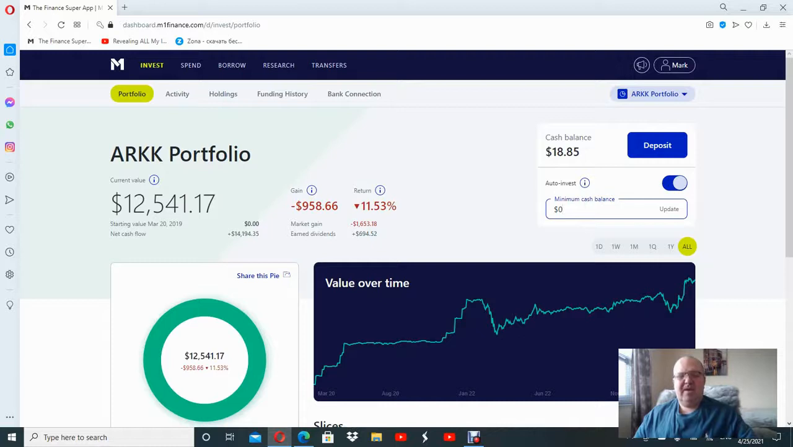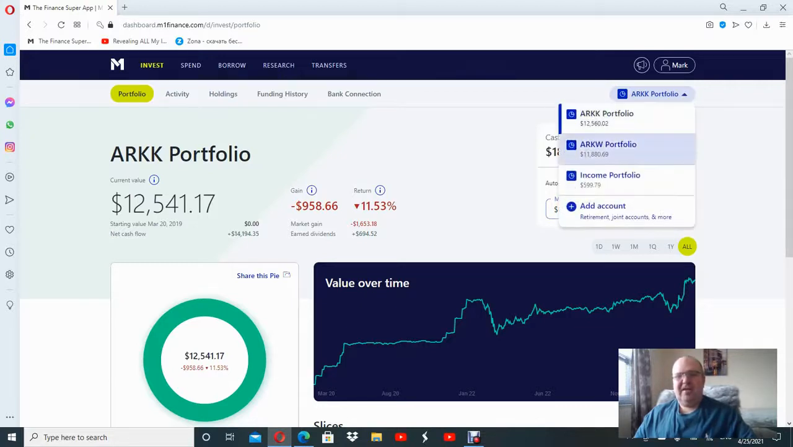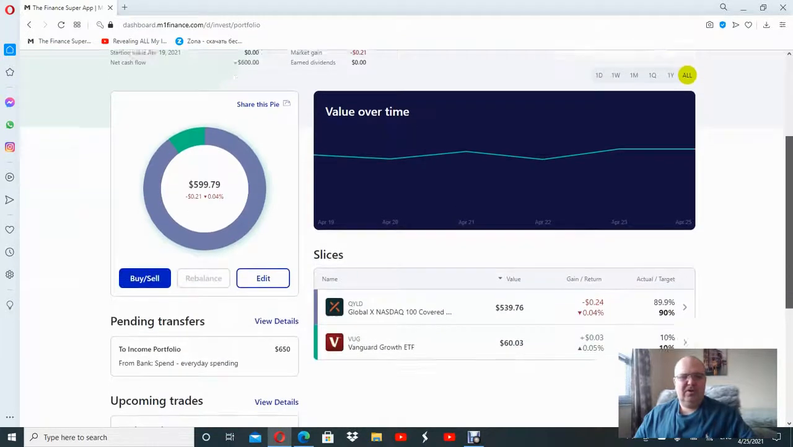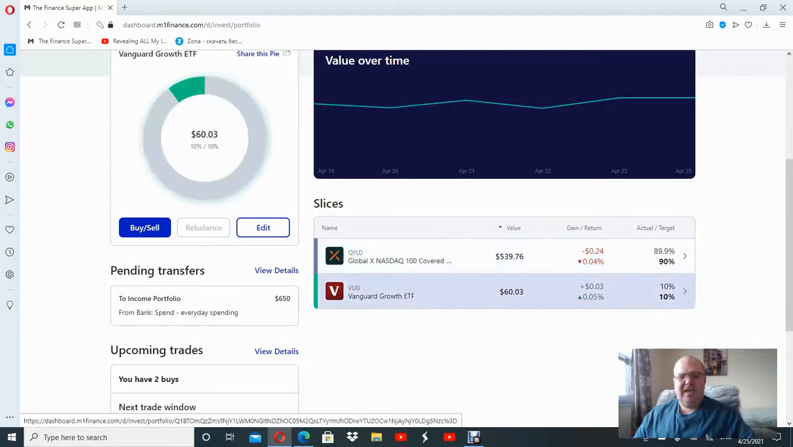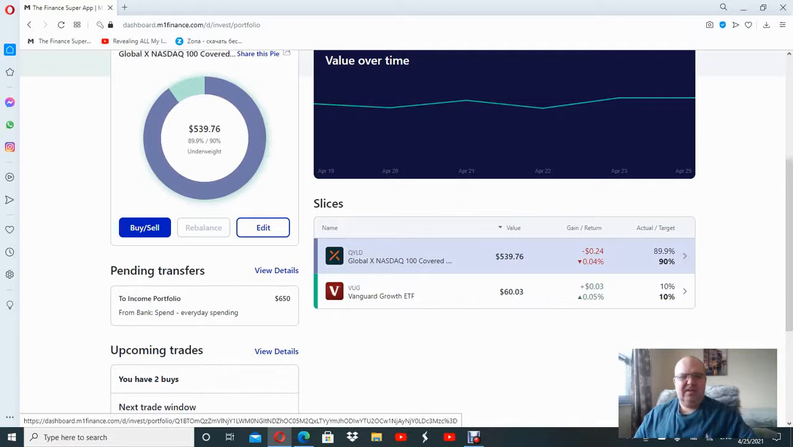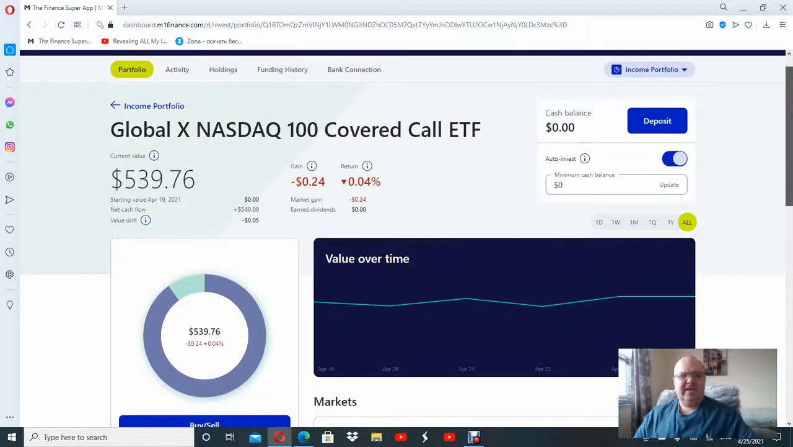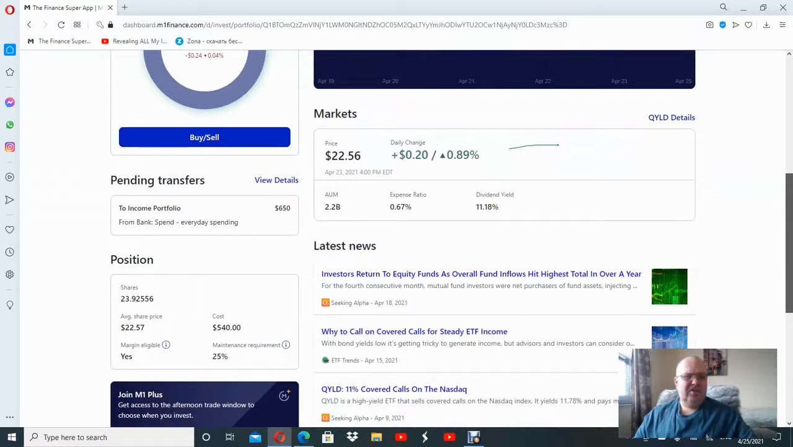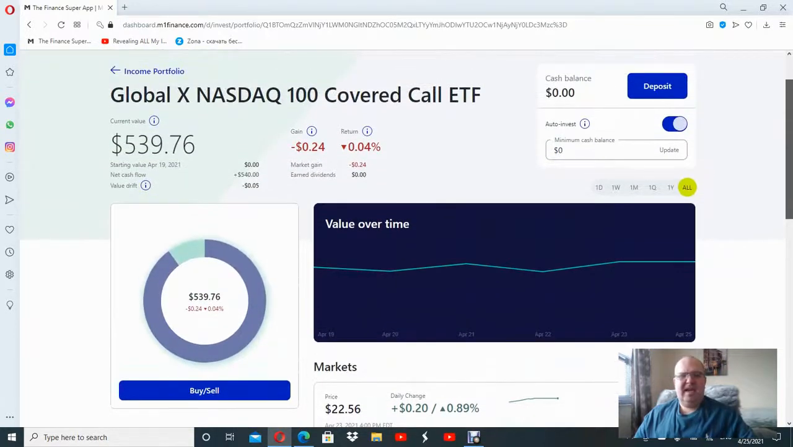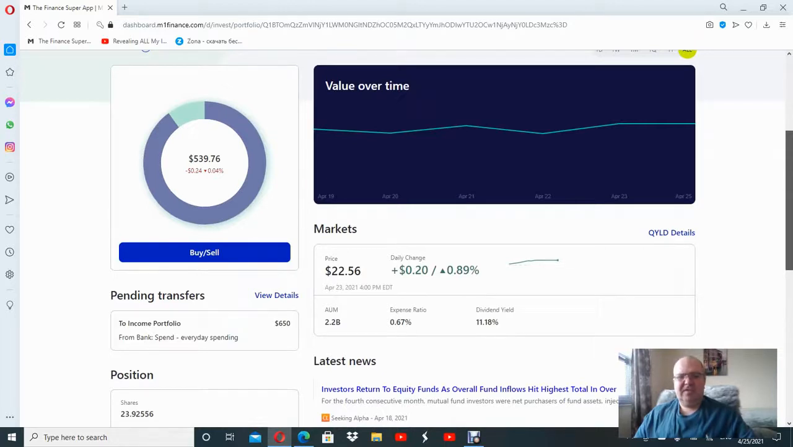So I thought maybe now it's time to add my income portfolio to these two, and I went out and bought QYLD, which is the Global X ETF that is known for the option trading, and the Global X NASDAQ 100 Covered Call ETF. Right now I have 23 shares. Every share price is $22.57. And it's supposed to give me a nice yield of 11.18%.